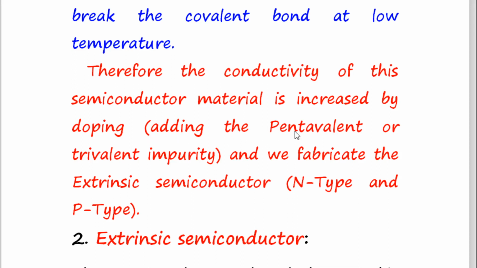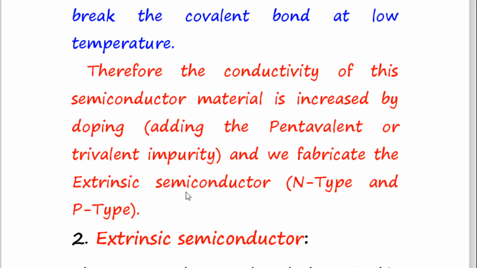Doping means adding a pentavalent or trivalent impurity, and we fabricate the extrinsic semiconductor material, and they are classified as n type and p type. So to increase the conductivity of pure silicon and germanium, we are going to adopt the method of doping. Doping means adding a trivalent impurity or pentavalent impurity into pure semiconductor material, which is called intrinsic semiconductor material.